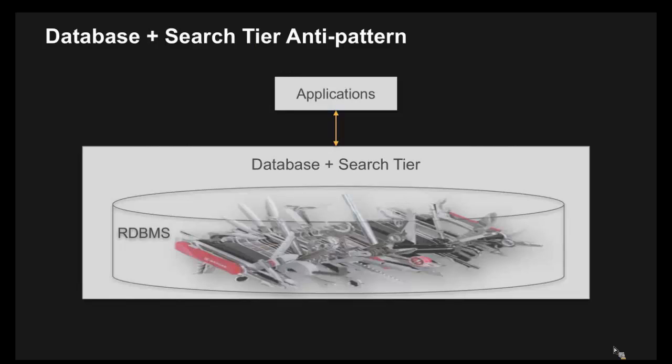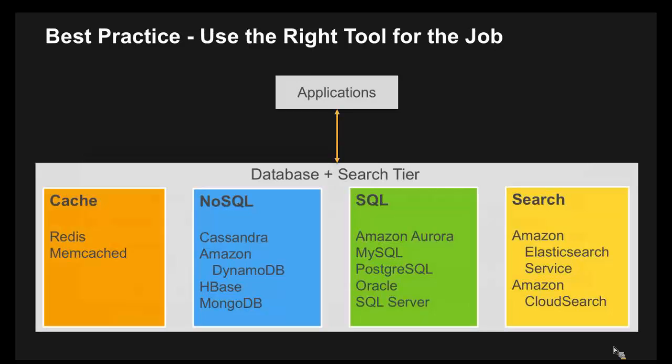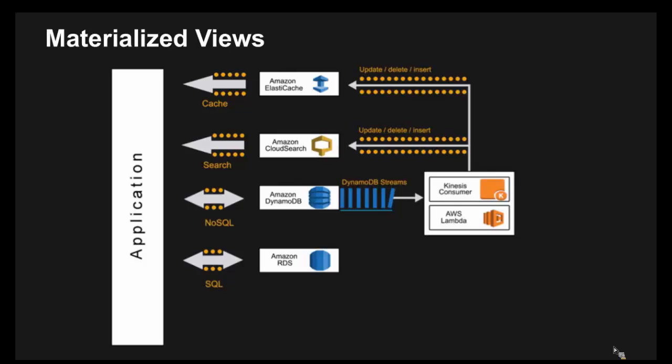So if this is an anti-pattern, what is the pattern? The pattern is really thinking of your database and search tier as comprising a cache, NoSQL, SQL, and search. Often when I say this, the next question that comes to mind is, how do you really build a system? How do you keep this in sync? This becomes a little bit of a challenge, but the data can be eventually consistent.